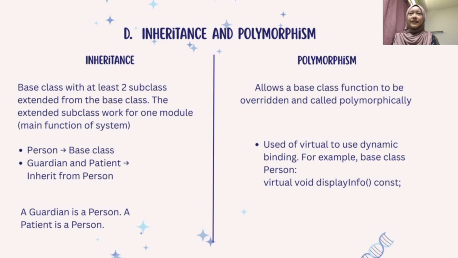For part D, inheritance and polymorphism. For inheritance, we are using class Person as the base class, and then the guardian and patient inherit from Person. So guardian and patient are subclasses extended from Person. Here we can see a guardian is a person and a patient also is a person. For polymorphism, we use virtual to use dynamic binding. In the code, we will use virtual void displayInfo const at the class Person.